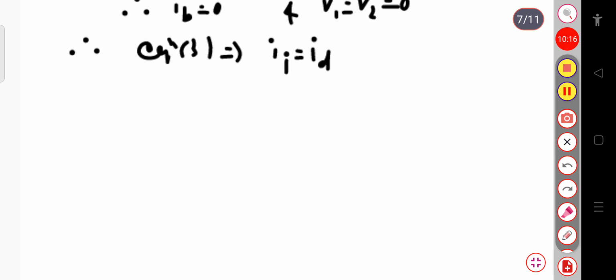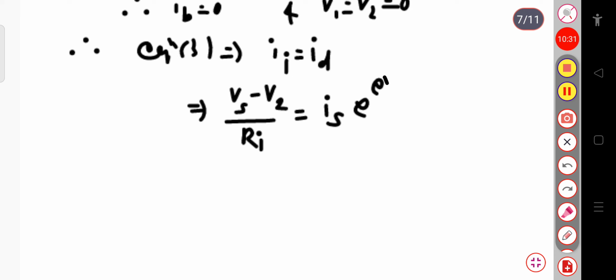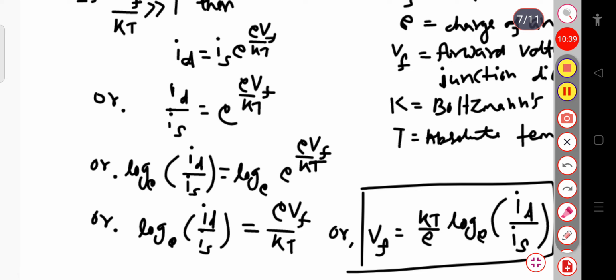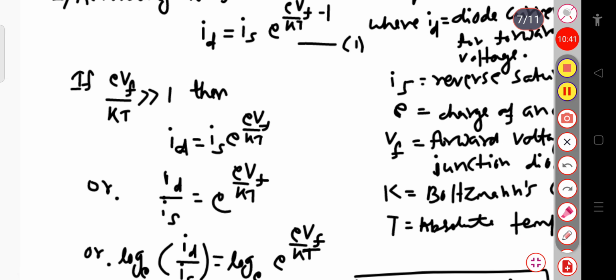So now let me write. This implies Vs minus V2 divided by Ri is equal to, in place of ID, Is, that is the diode current, exponential eVf divided by kT. This is our expression when eVf by kT is very much larger than 1. For that case we have already calculated this diode current.